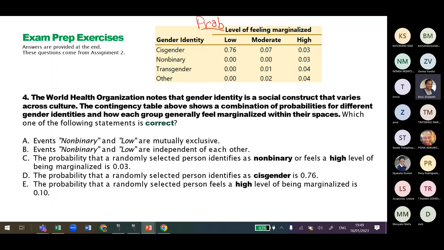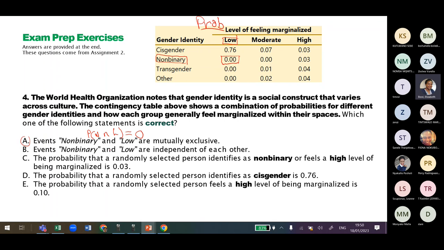Now, looking at the table, option A says the events non-binary and low are mutually exclusive. Is that correct? What they are saying is that the probability of non-binary and low, for it to be mutually exclusive, must equal zero. The probability of both is equal to zero. So A will be correct, because the probability of low and non-binary is equal to zero.